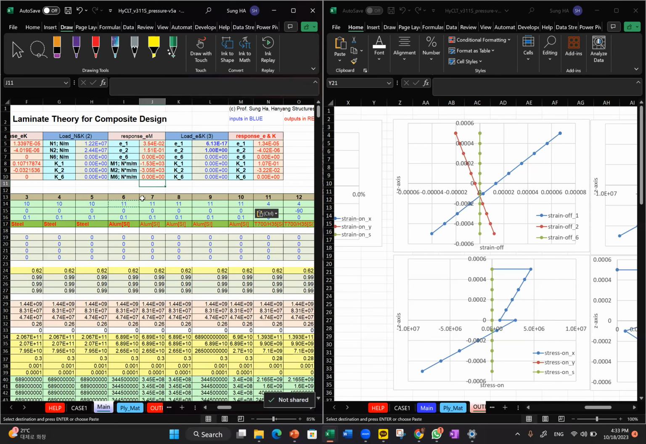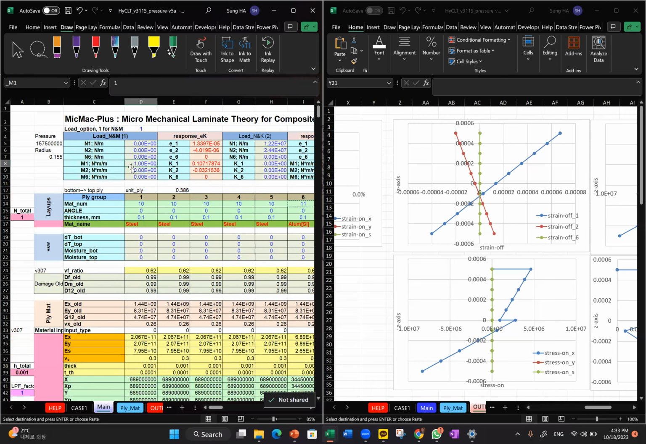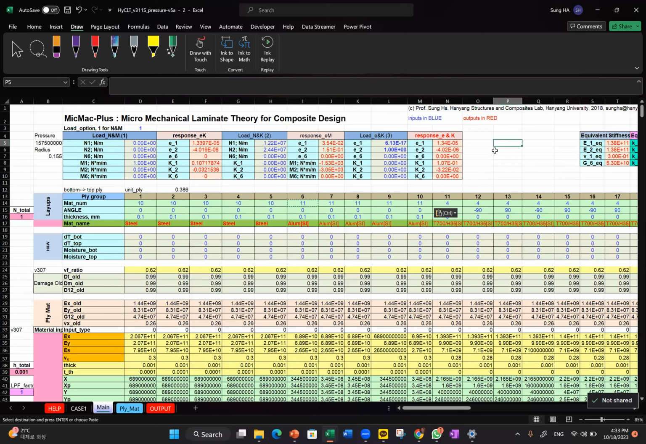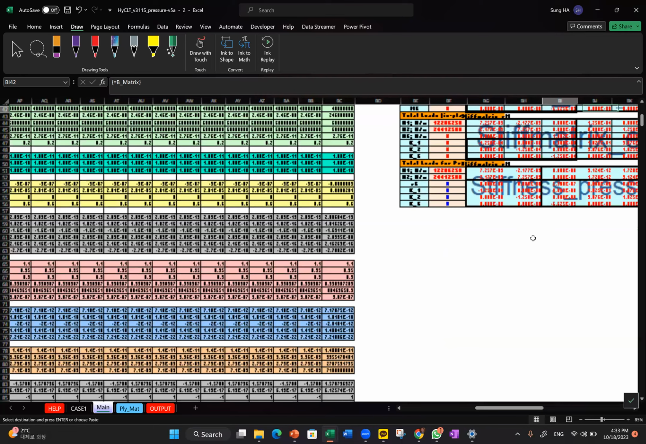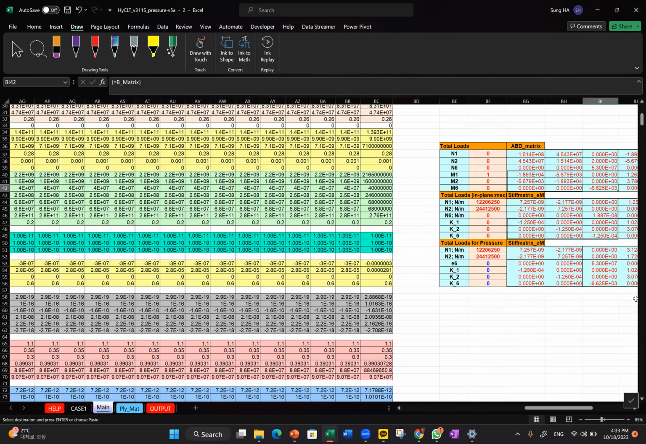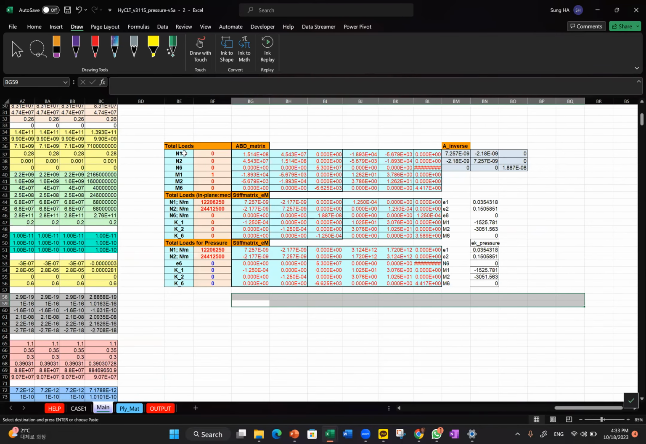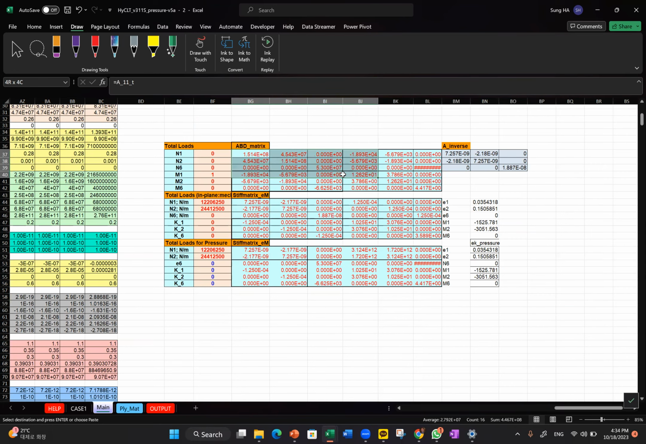So this is the unsymmetric case, where we apply only moment. We can see this is the case. Now, we didn't mention it, but here we have an ABD matrix. You remember this represents the ABD matrix. As you can see here, this is called the A matrix, B matrix, and D matrix.